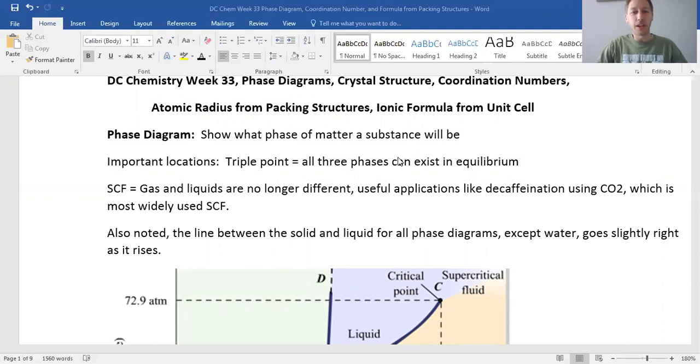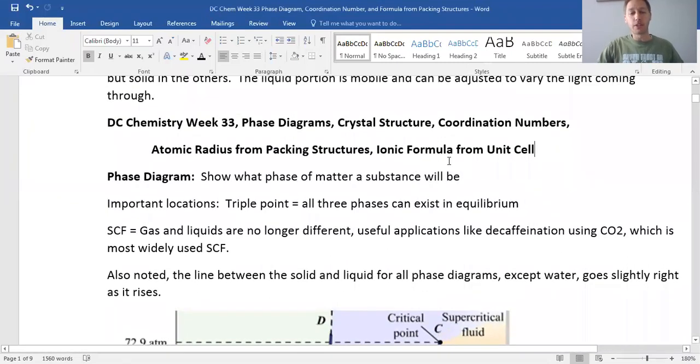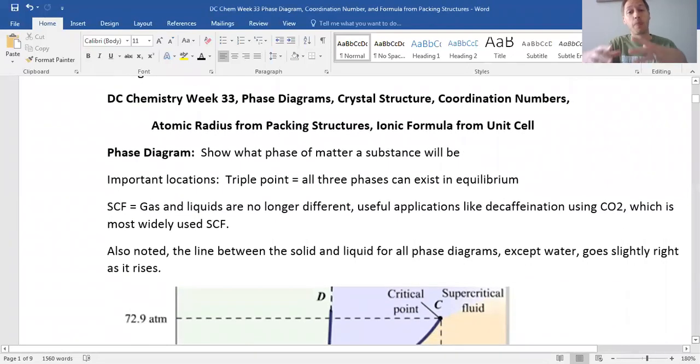In this video, I'm going to talk about some general chemistry topics related to phase diagrams, which is about what state of matter substances are in based off temperature and pressure. We'll talk about crystal structures, which is the idea of how a molecule packs itself when it forms a solid. We'll talk about coordination numbers, which tell how many atoms are touching an individual atom, how many things are in its general vicinity.